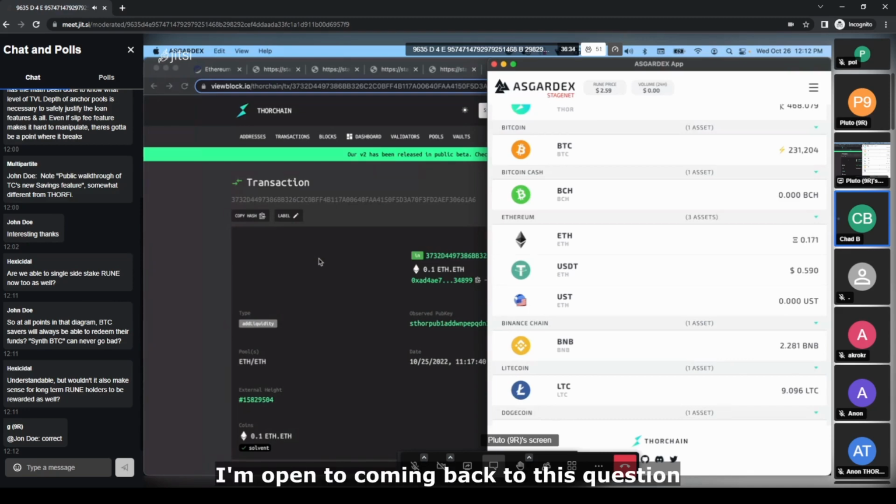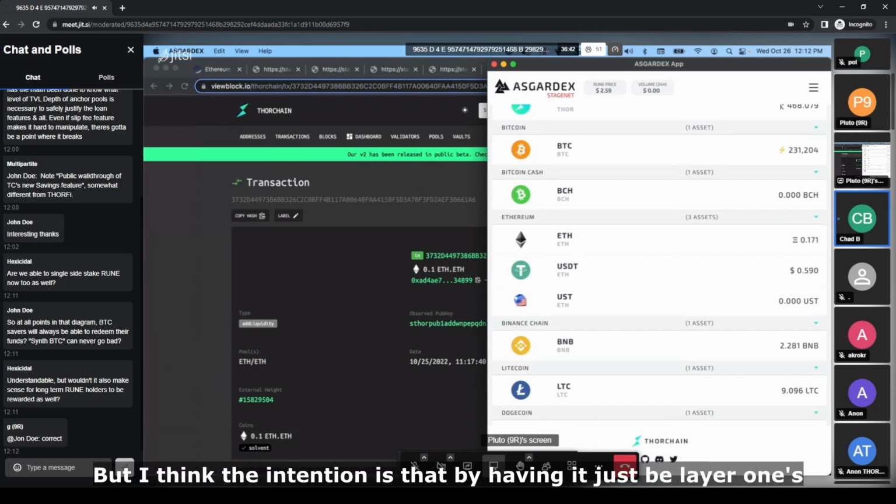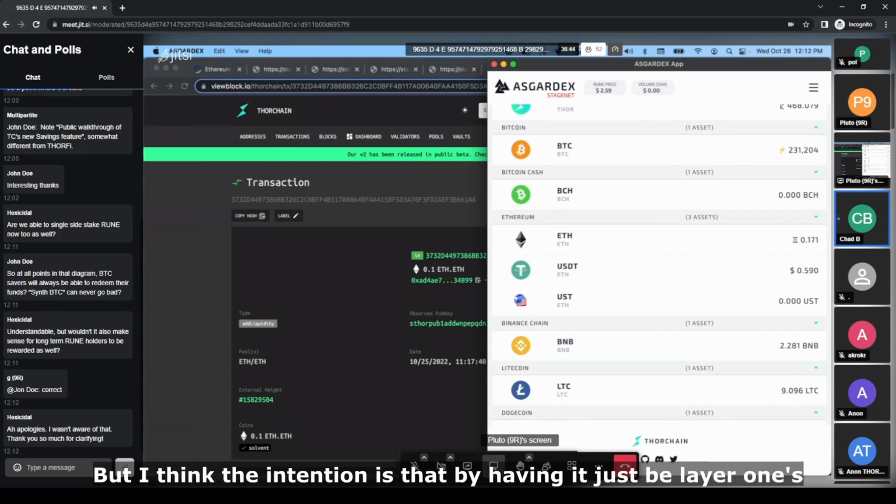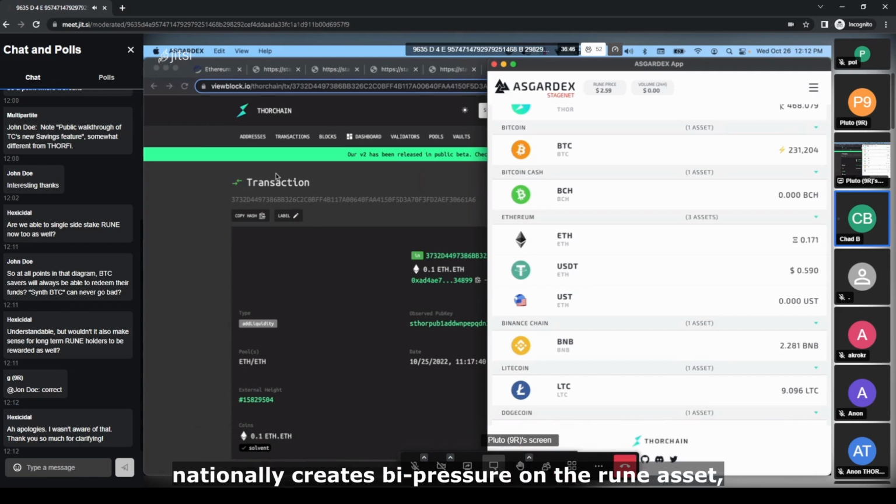I'm open to coming back to this question and re-hypothecating over it and thinking more on it. But I think the intention is that by having it just be layer 1s external to THORChain, it'll naturally create buy pressure on the Rune asset, which is what we want to see. Right.